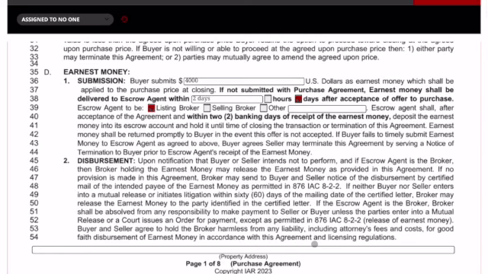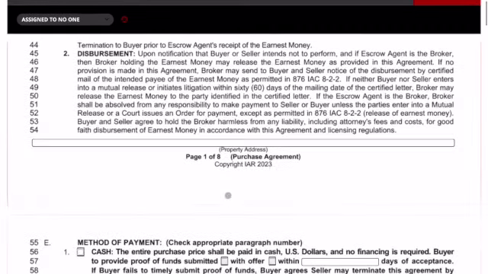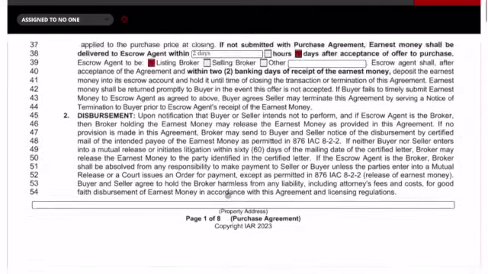This talks about disbursement of the earnest money. Read through that just so you understand what's there. And I'm just going to put that as a disclaimer for the whole thing.